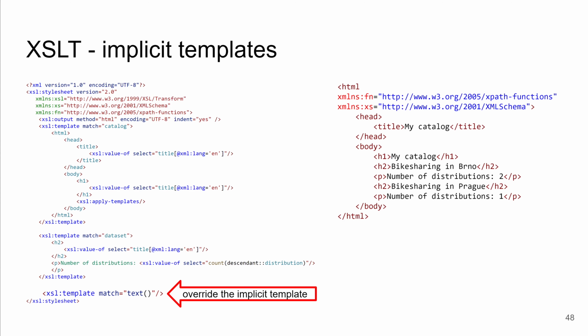So we have our catalog as heading 1, and then as heading 2, we have our datasets, and then for each dataset, we have the number of distributions and nothing more. We do not want to override the first implicit template because that one is responsible for the processor to go from the catalog to the datasets element and from the datasets element to the individual dataset elements, which get matched by our second template. So that one we want to keep in place.